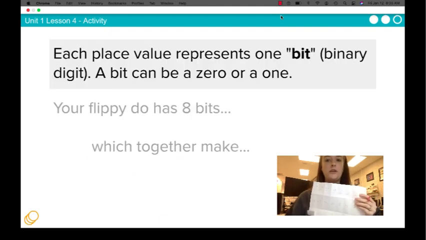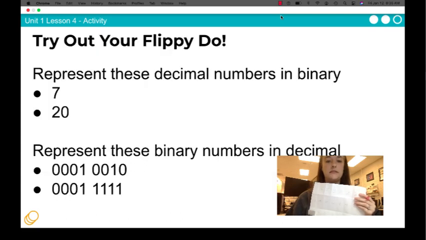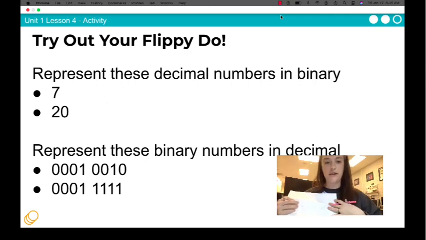So with your flippy-do, let me get to the correct slide. I want you to use your flippy-do to represent the decimal number 7. How do we do that? Well, we're going to start on the right side, which is different than how we read. In English, we start on the left side. So again, we're going to be different.